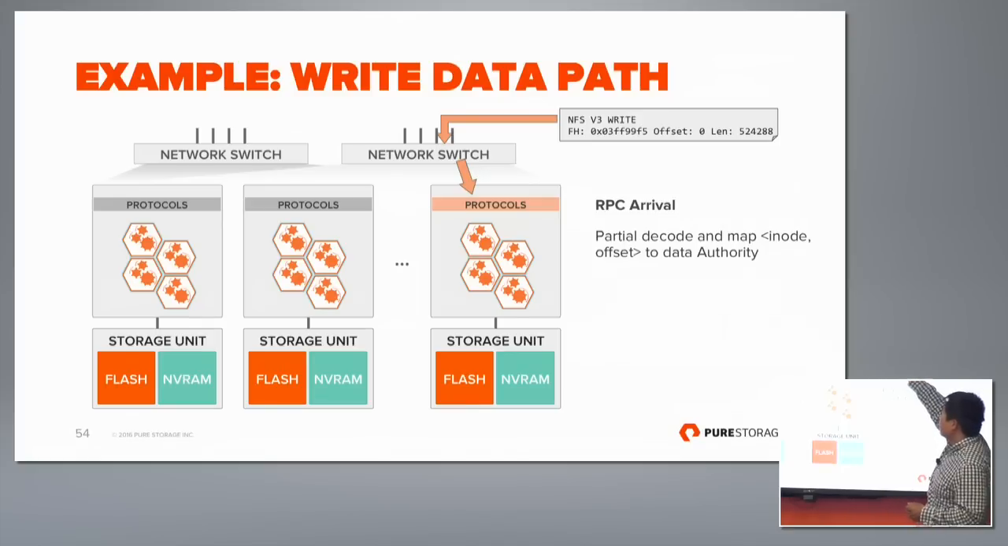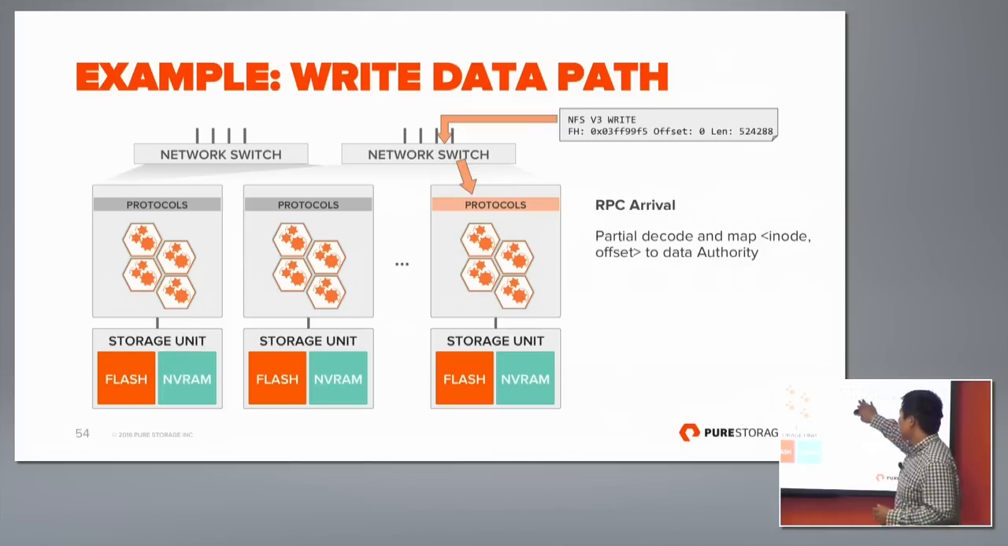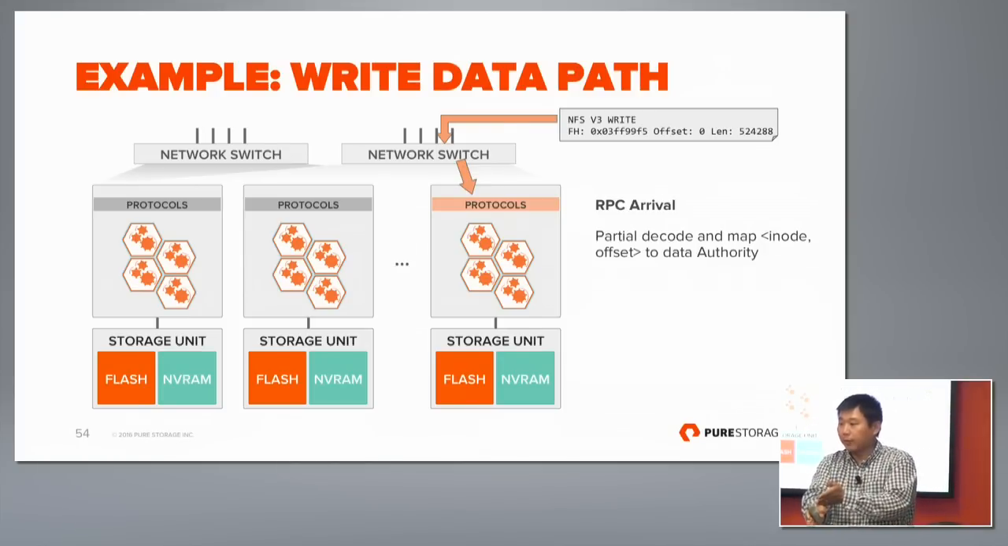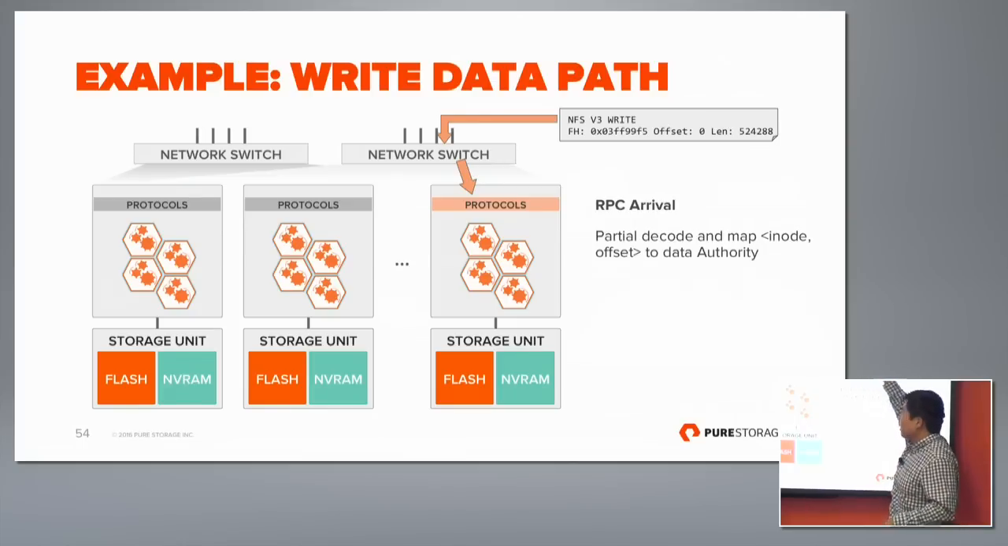We look just enough to see what file or inode that write is referring to and what portion of the file it's referring to. And we take those two pieces of information and we essentially hash or map those to a partition in the system, right? These two pieces of information uniquely identify which partition should handle this write. Everybody agrees on that. It's just a known global function.